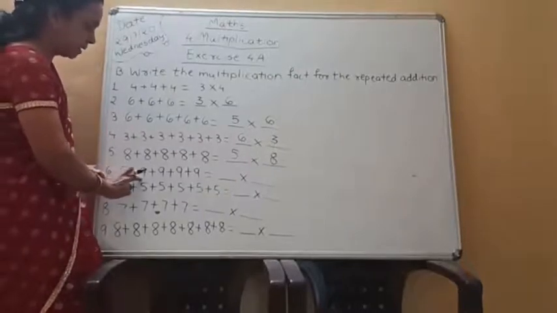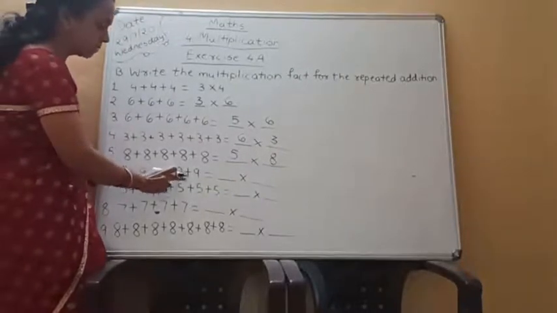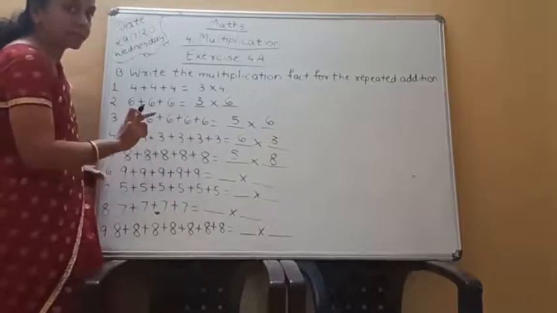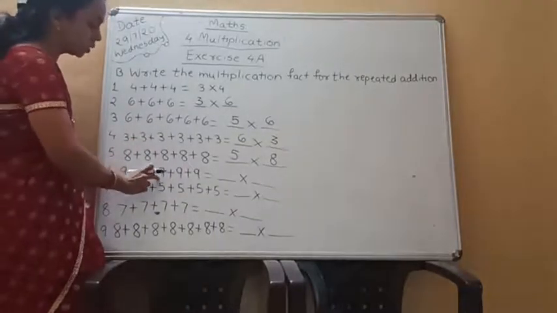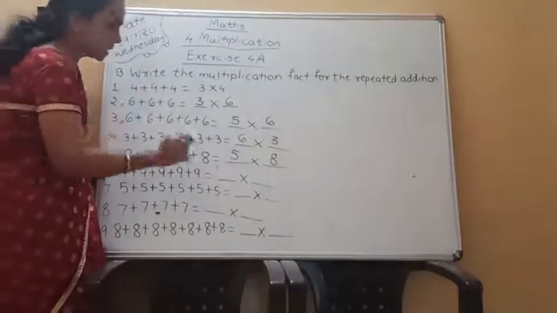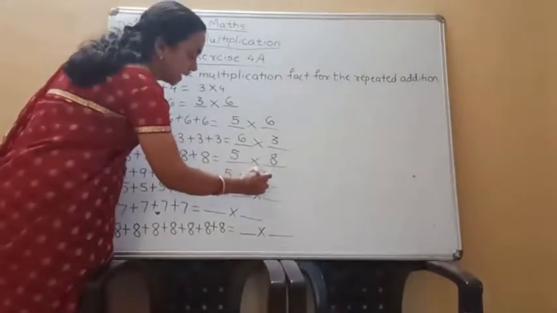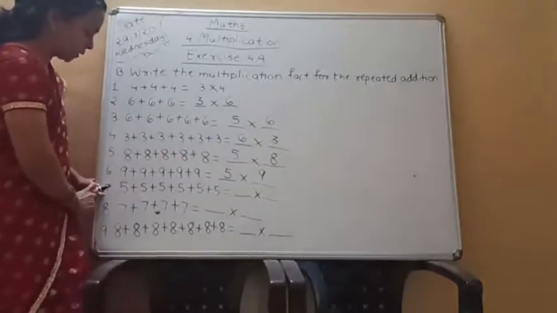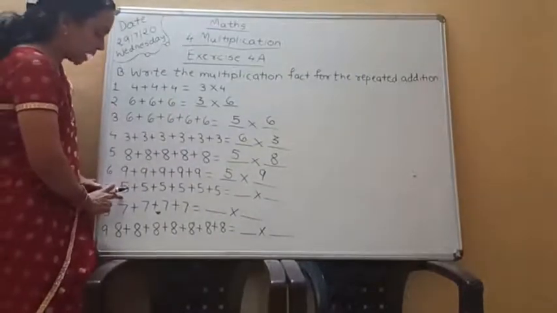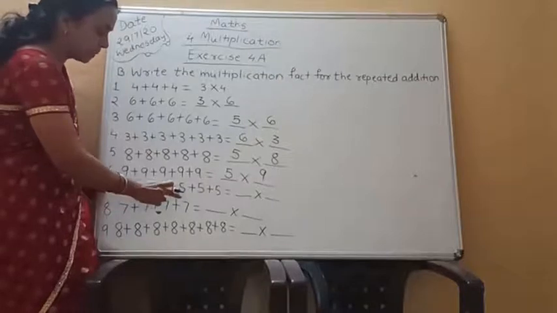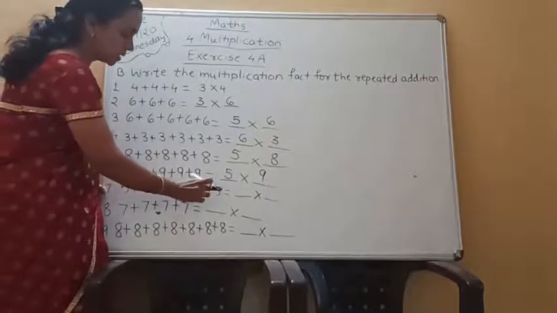Okay. Now see the next example. 9 plus 9 plus 9 plus 9 plus 9. How many times is 9 given? 1, 2, 3, 4, 5. 5 times. So you first write down 5, then you write down this number 9. Okay. Now see the seventh example. 5 plus 5 plus 5 plus 5 plus 5 plus 5.